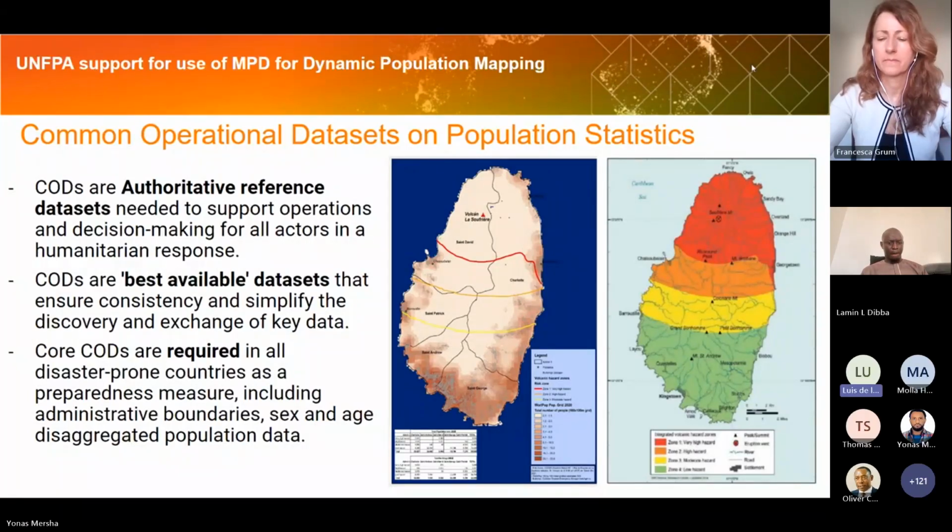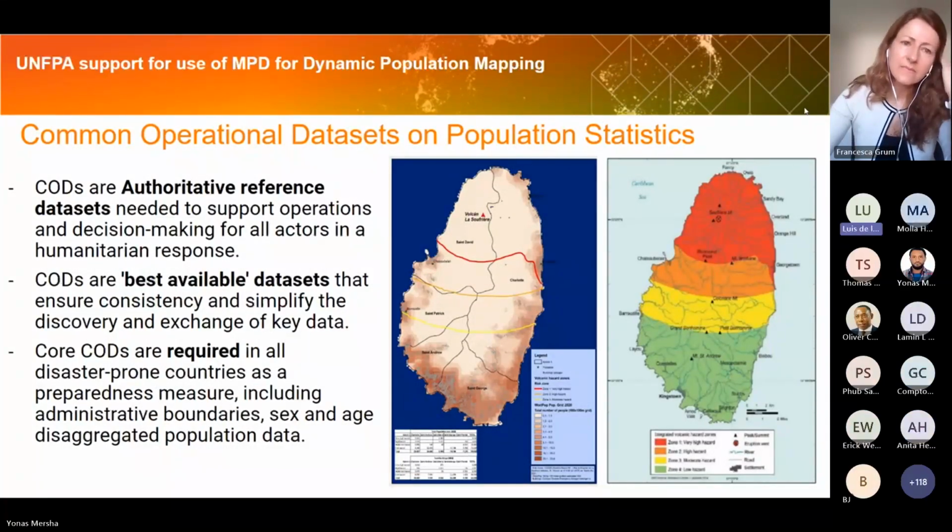Okay, so about the common operational data sets on population statistics, these data sets are the reference data sets when supporting operations and decision-making in humanitarian responses, disaster management, population movement or displacements. Then this has to be the standard best available data sets. So we ensure consistency, we ensure standardization, and we ensure that we have the latest available data sets produced either by country or by other stakeholders. And these are required by other stakeholders and agencies when an emergency happens in a country, so we need them to plan and to establish policies in these cases. Please, next.